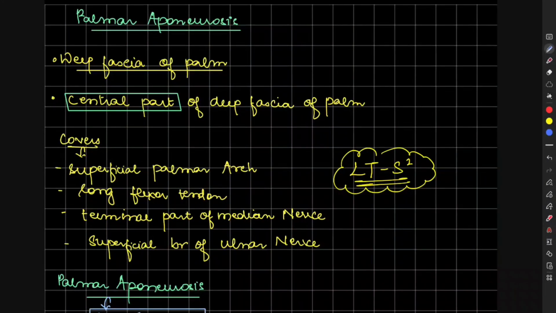Hello everyone, welcome back. In today's video, we'll be discussing the palmar aponeurosis, which is a very important SAQ of the upper limb. This is very frequently asked, so make sure that you understand the palmar aponeurosis perfectly.